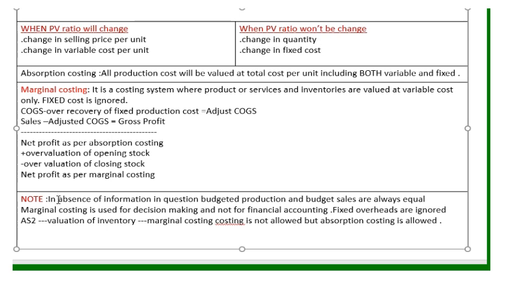Marginal costing is used for decision making and not for financial accounting; fixed overheads are ignored. AS 2, accounting standard 2, valuation of inventory: marginal costing is not allowed, but absorption costing is allowed.